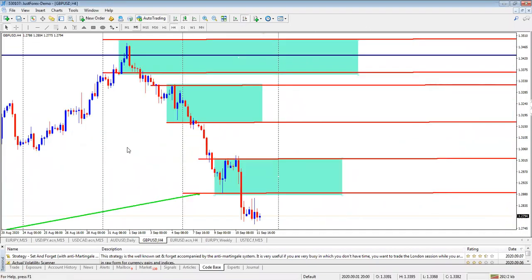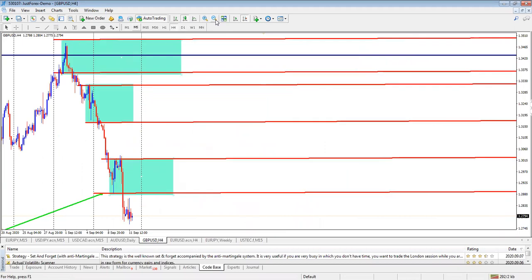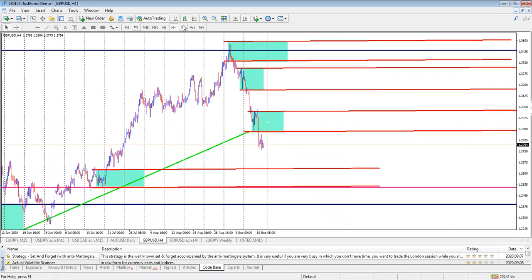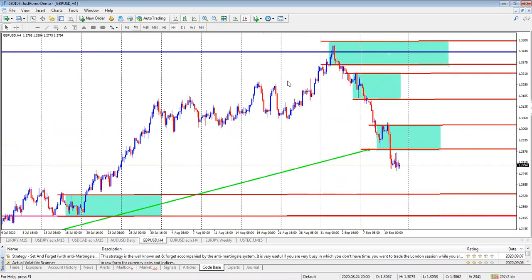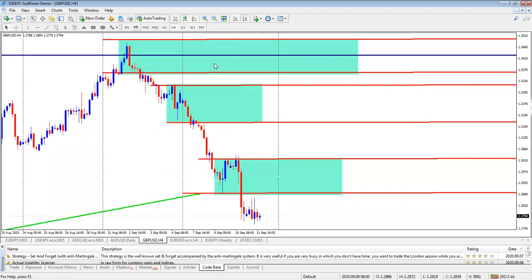From the 4 hour, we can zoom in, zoom out and zoom in. On the 4 hour, you might find very many areas of supply and demand. What's important is to find the one that shows a bit of strength, like a big drop.